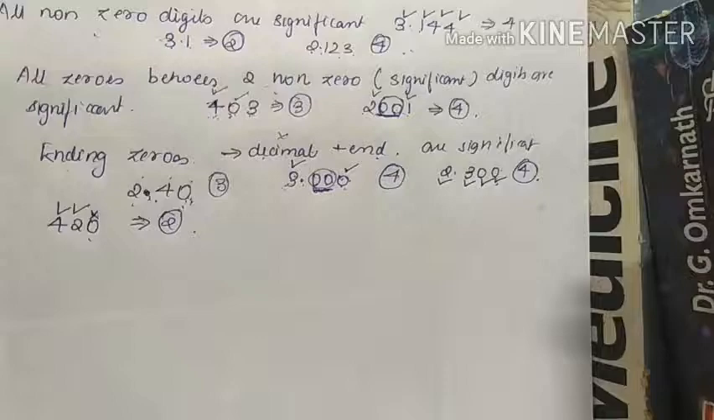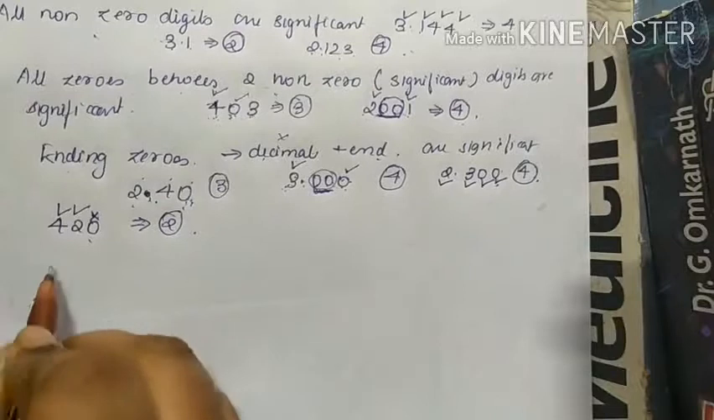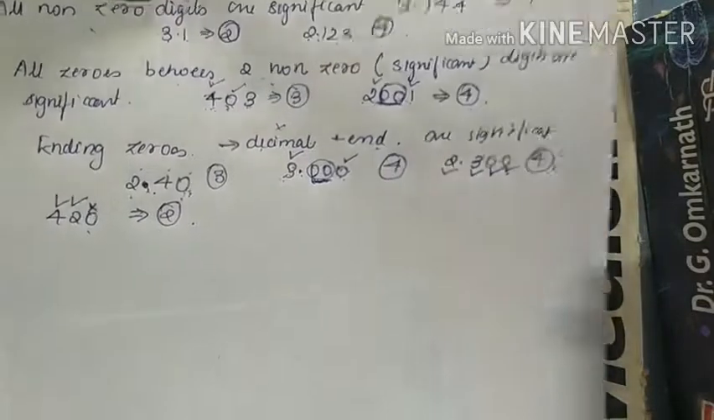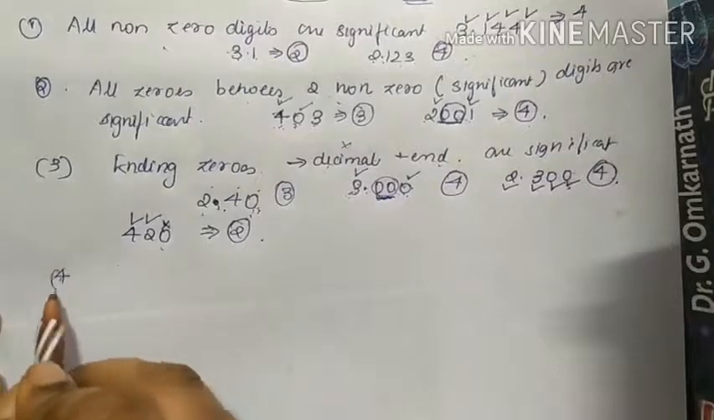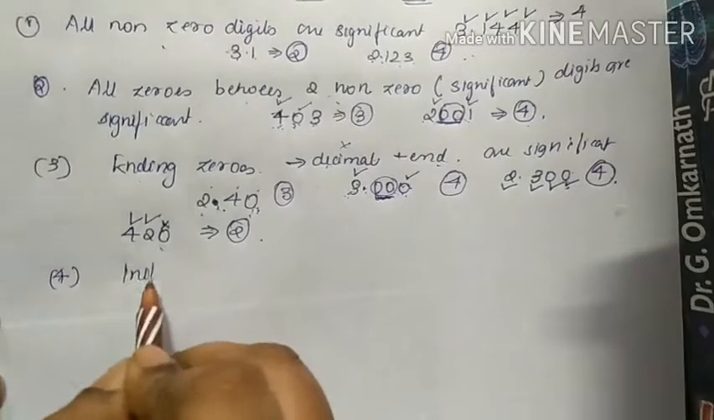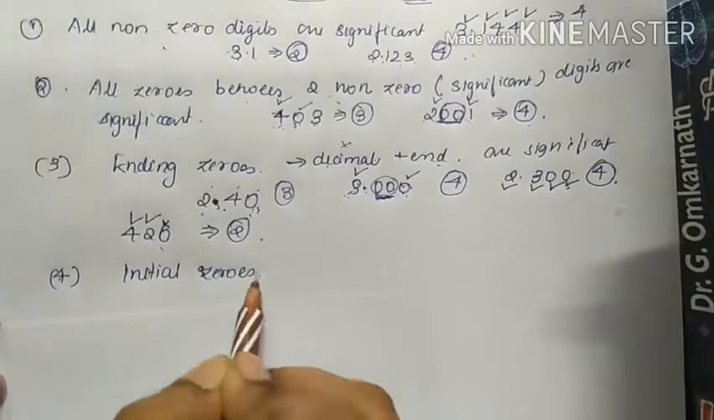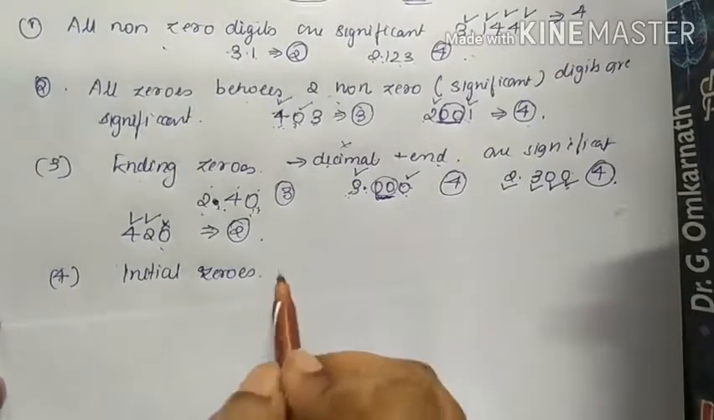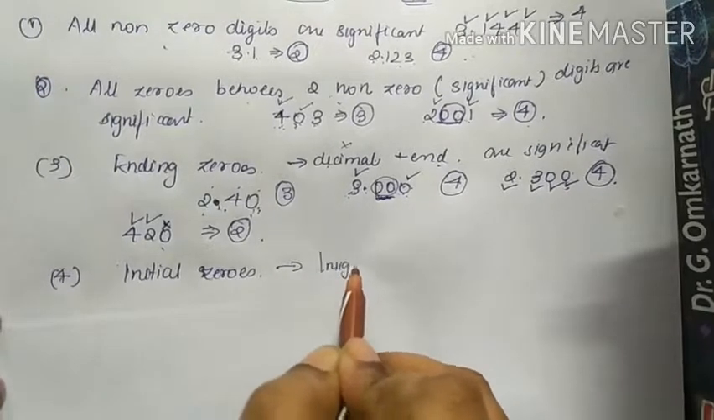Clear? Now, the fourth rule. It is regarding initial zeros. The earlier one was ending zeros, so now we'll deal with initial zeros, starting zeros, you can say. How can I say whether it is significant or not? All the initial zeros are insignificant.